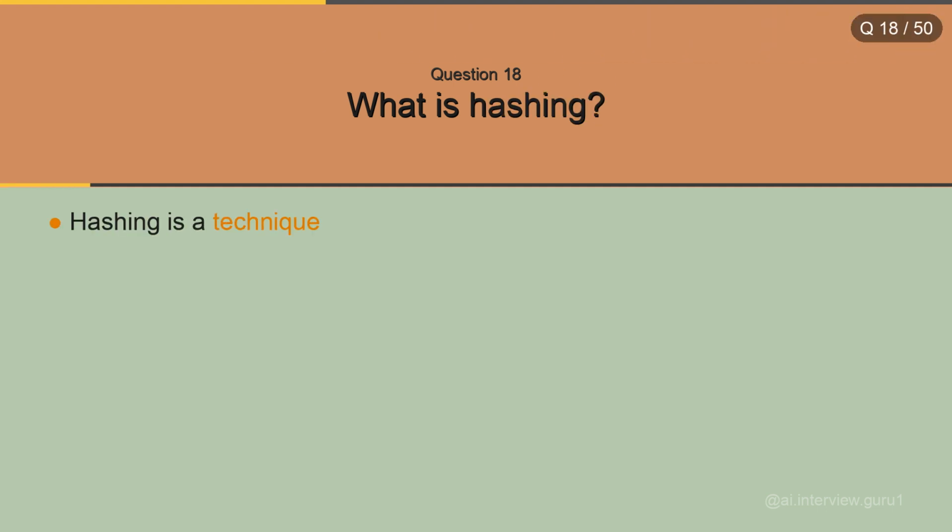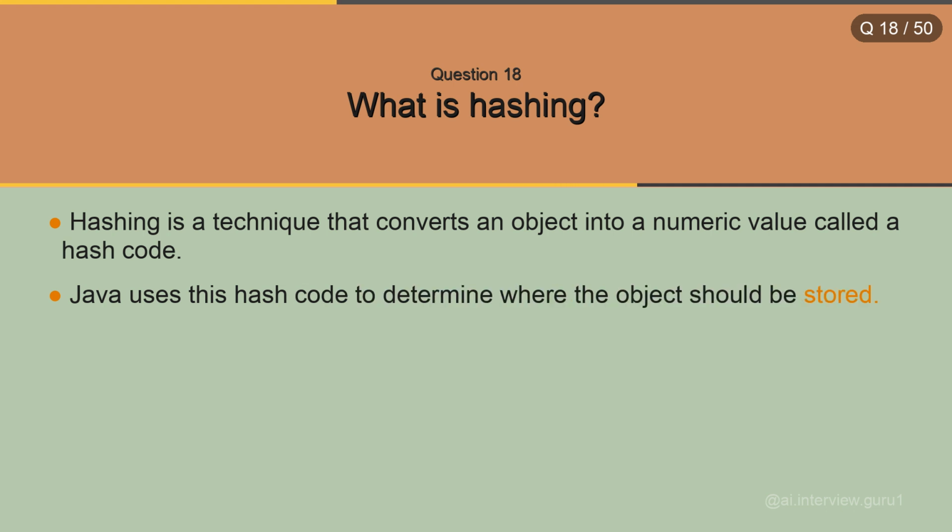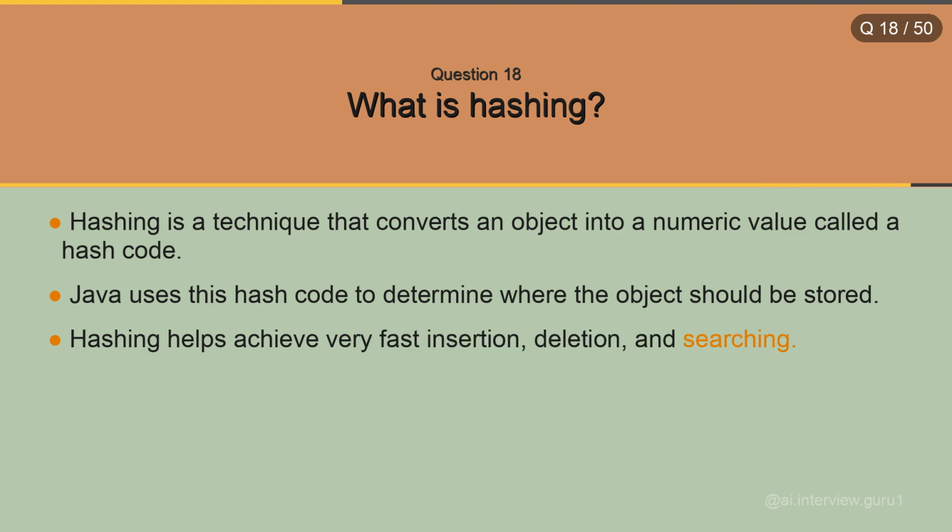What is hashing? Hashing is a technique that converts an object into a numeric value called a hash code. Java uses this hash code to determine where the object should be stored. Hashing helps achieve very fast insertion, deletion, and searching.